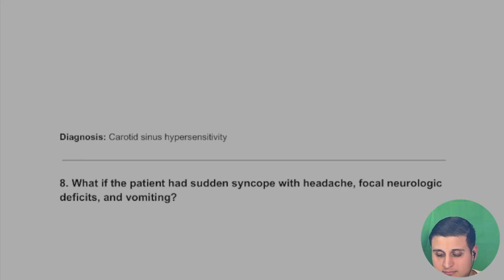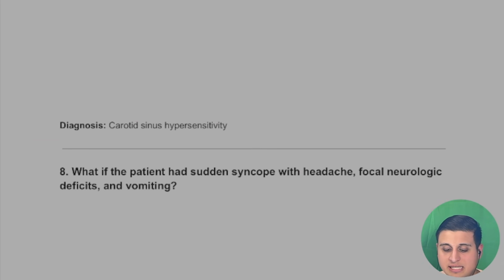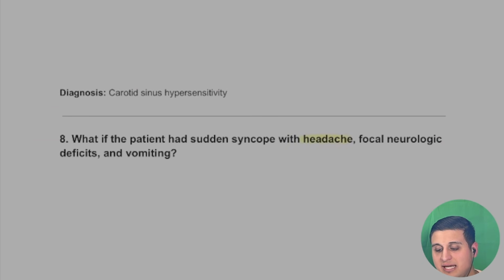All right. Moving on to another case of syncope. What if the patient has sudden syncope with headache, focal neurologic deficits, and vomiting? So now these focal neurologic deficits are going to make us concerned, right? We have a headache as well and vomiting, and we had this loss of consciousness. I'm thinking maybe of some sort of subarachnoid hemorrhage or something, right? Something that's a little more scary than the other guys, right?